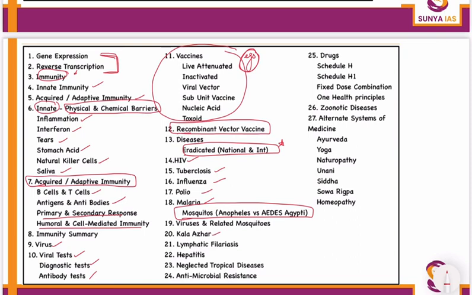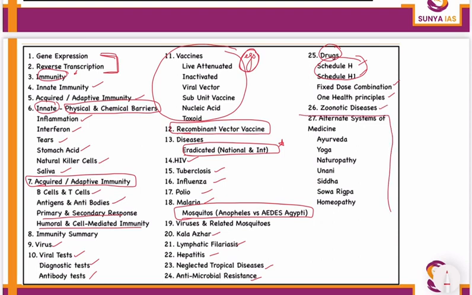Then you have to do Kala Azar, lymphatic filariasis, hepatitis, neglected tropical diseases, antimicrobial resistance concept. Then moving on to the drugs. Drugs are also divided into Schedule H and Schedule H1 categories. So see both of those. Then what is the concept of fixed dose combination? Then you have to refer to the One Health principles, also called Manhattan principles. Okay, so see this. Then what is the concept of zoonotic diseases?